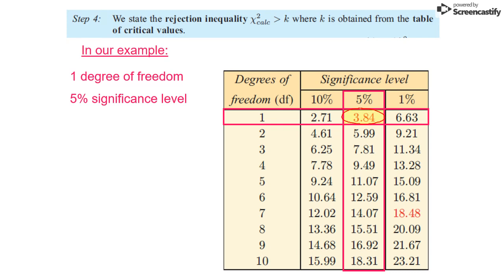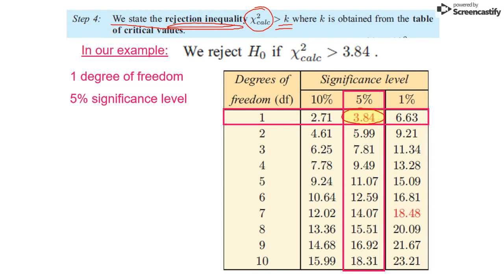So this statement for step 4, we call the rejection inequality. We are going to reject the null hypothesis if our calculation, which we haven't done yet, is greater than this critical value. So for us, we reject the null hypothesis, H sub 0, if our calculation, which again we haven't made yet, is greater than 3.84.